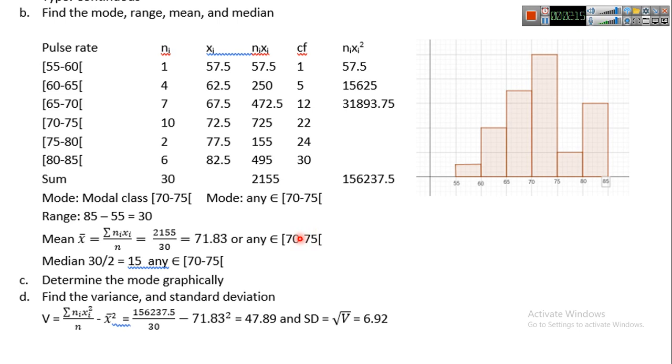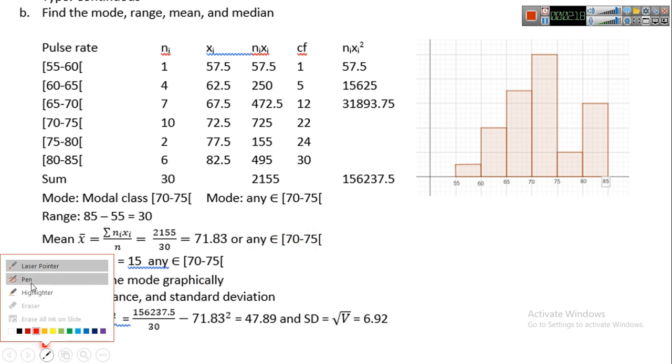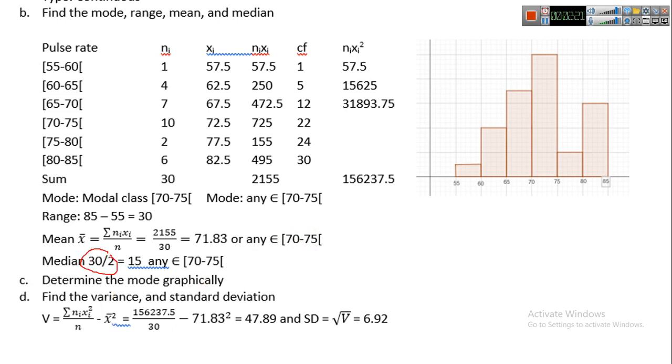The median, let us see how we do the median. It differs from before. We have 30, we divide 30 by 2. We do the cumulative frequency here. So we have 1 plus 4 is 5, 5 plus 7 is 12, 12 plus 10 is 22, 22 plus 2 is 24, 24 plus 6 is 30. Let me delete so that we can write the cumulative frequency like we did before. We go to the cumulative frequency and see that 15 is between which two numbers? 15 is between 12 and 22. So this is the median class.